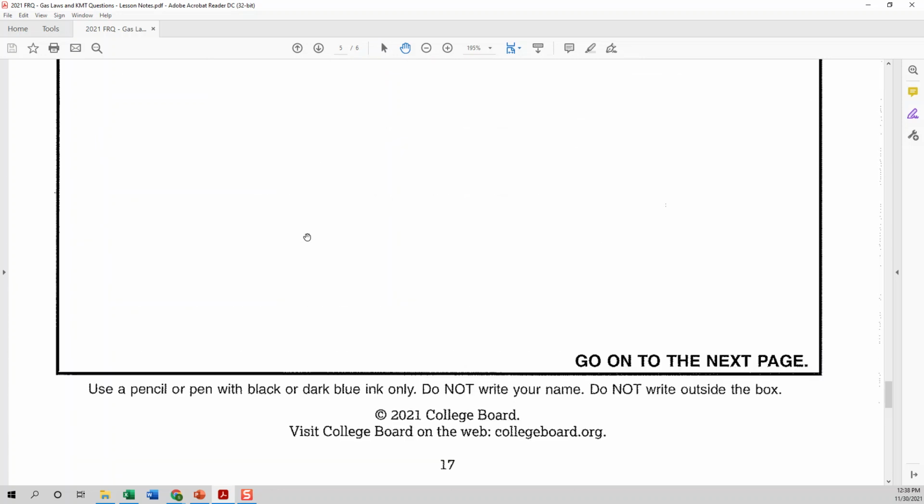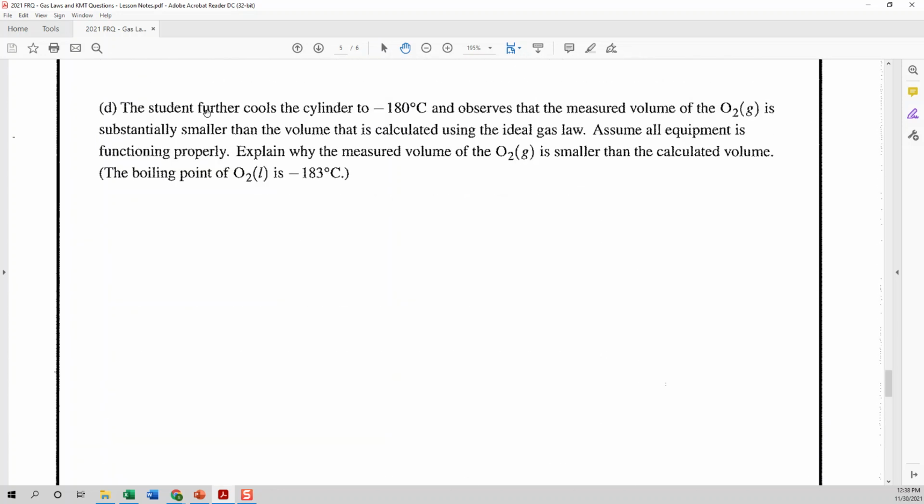And let's go to the last one. It says, the student further cools the cylinder to negative 180 degrees Celsius and observes that the measured volume of oxygen is much smaller than the volume that is calculated using the ideal gas law. So O2 is deviating from the ideal gas law at negative 180 degrees Celsius. Assume all equipment is functioning properly. Explain why the measured volume of oxygen gas is smaller than the calculated volume.